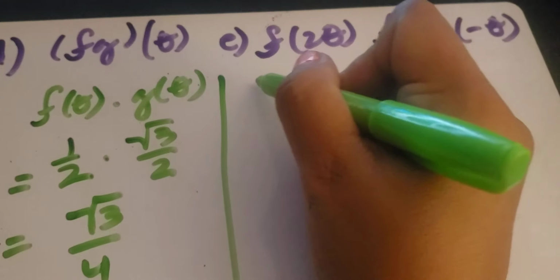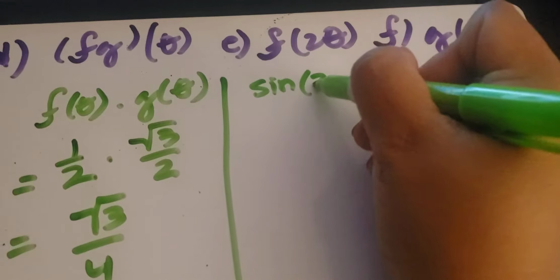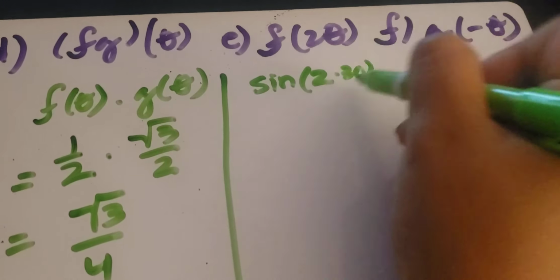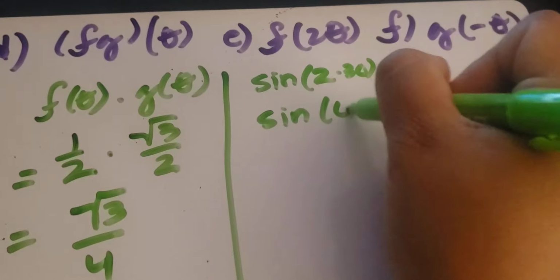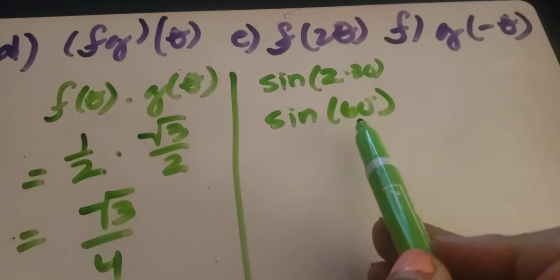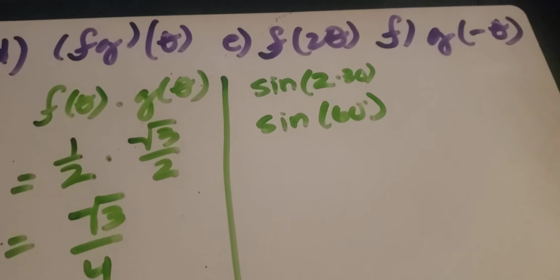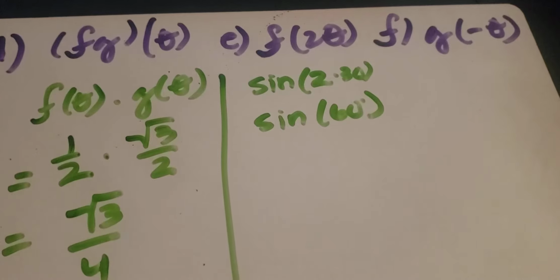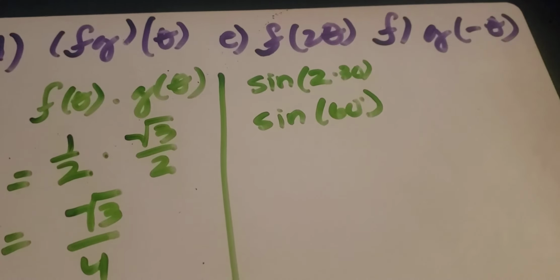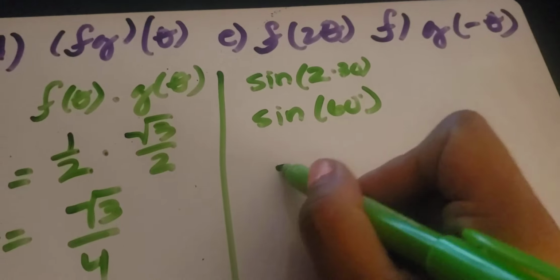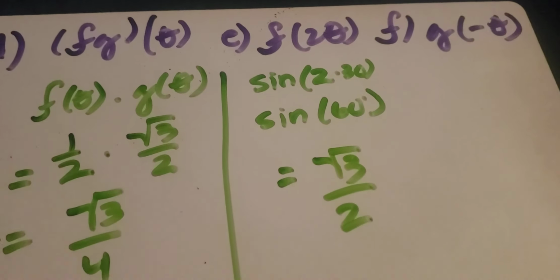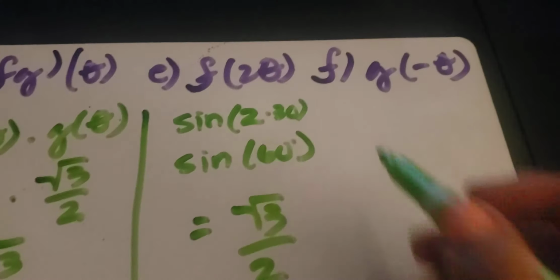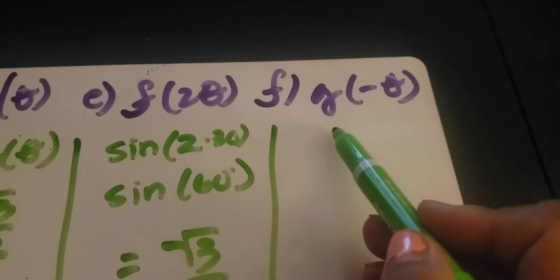This is the same as saying sine of 2 times 30, which changes your angle. So it's the same as saying sine of 60. Now we're working with 60 degrees. You can just look at the chart on page, I know I said earlier 285 and I meant to say 287. And sine of 60 is square root of 3 over 2. Okay? All right, awesome. The last one is g of negative theta.